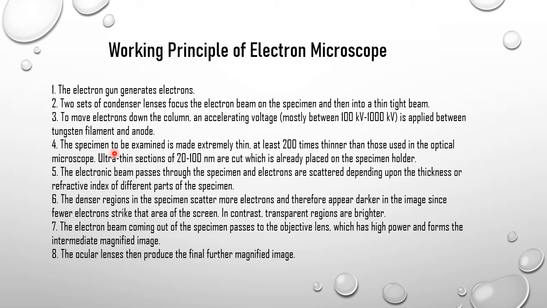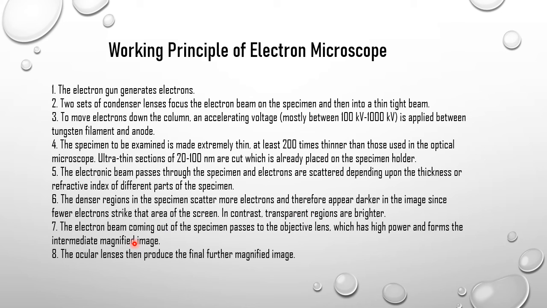filament and anode. The specimen to be examined is made extremely thin, at least 200 times thinner than those used in the optical microscope. Ultra-thin sections of 20 to 100 nanometer are cut, which is already placed on the specimen holder. The electron beam passes through the specimen and electrons are scattered depending upon the thickness or refractive index of different parts of the specimen. The denser regions of the specimen scatter more electrons and therefore appear darker in the image since fewer electrons strike that area of the screen. In contrast, transparent regions are brighter.